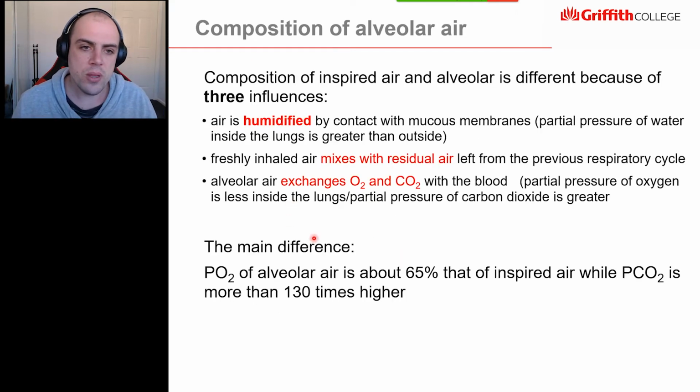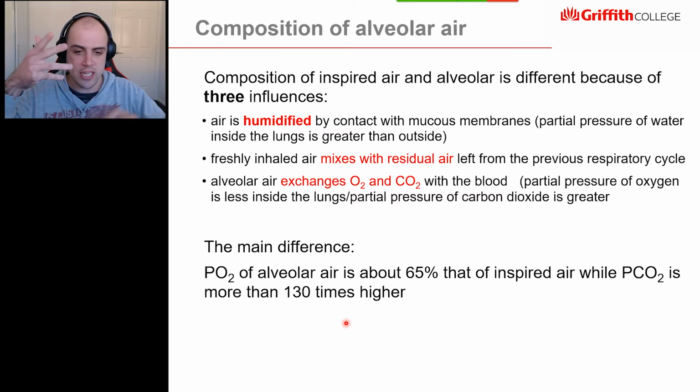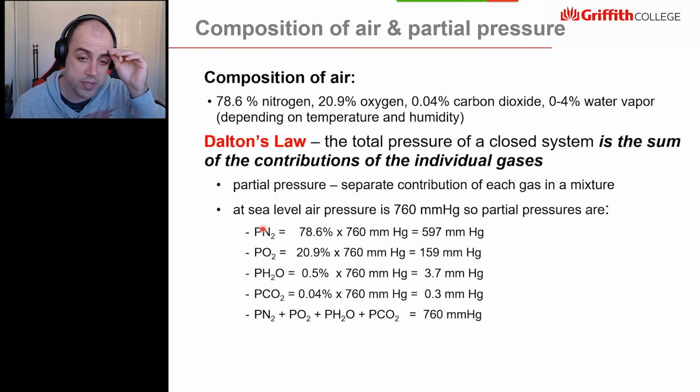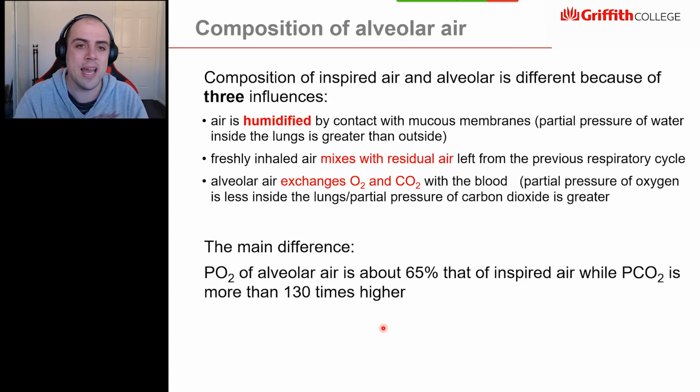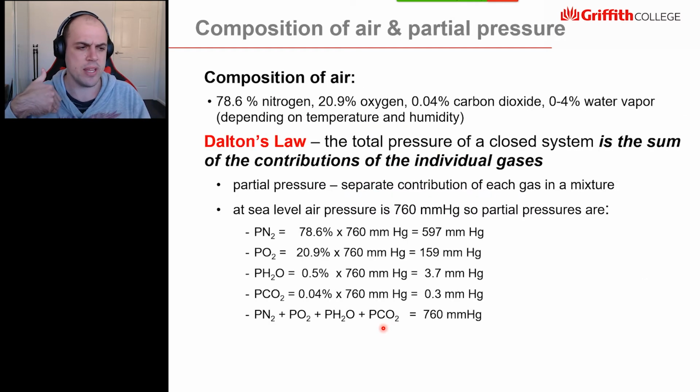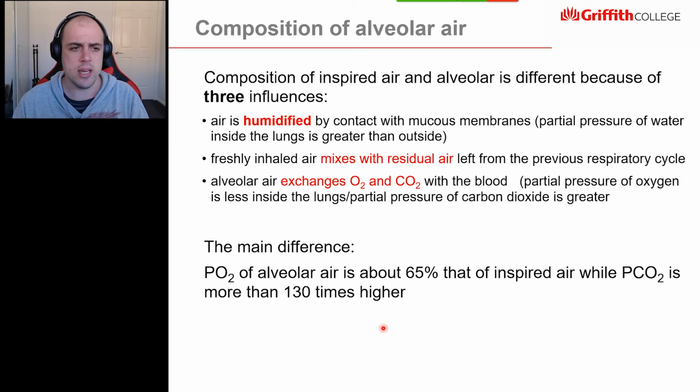So, to make things a little bit more complicated, naturally, the composition of the air surrounding us is not the same as the composition of air within our alveoli. It's different. But why is it different? Why is it not the same air that we just breathed in? Why is it suddenly changing when it gets to the alveoli?